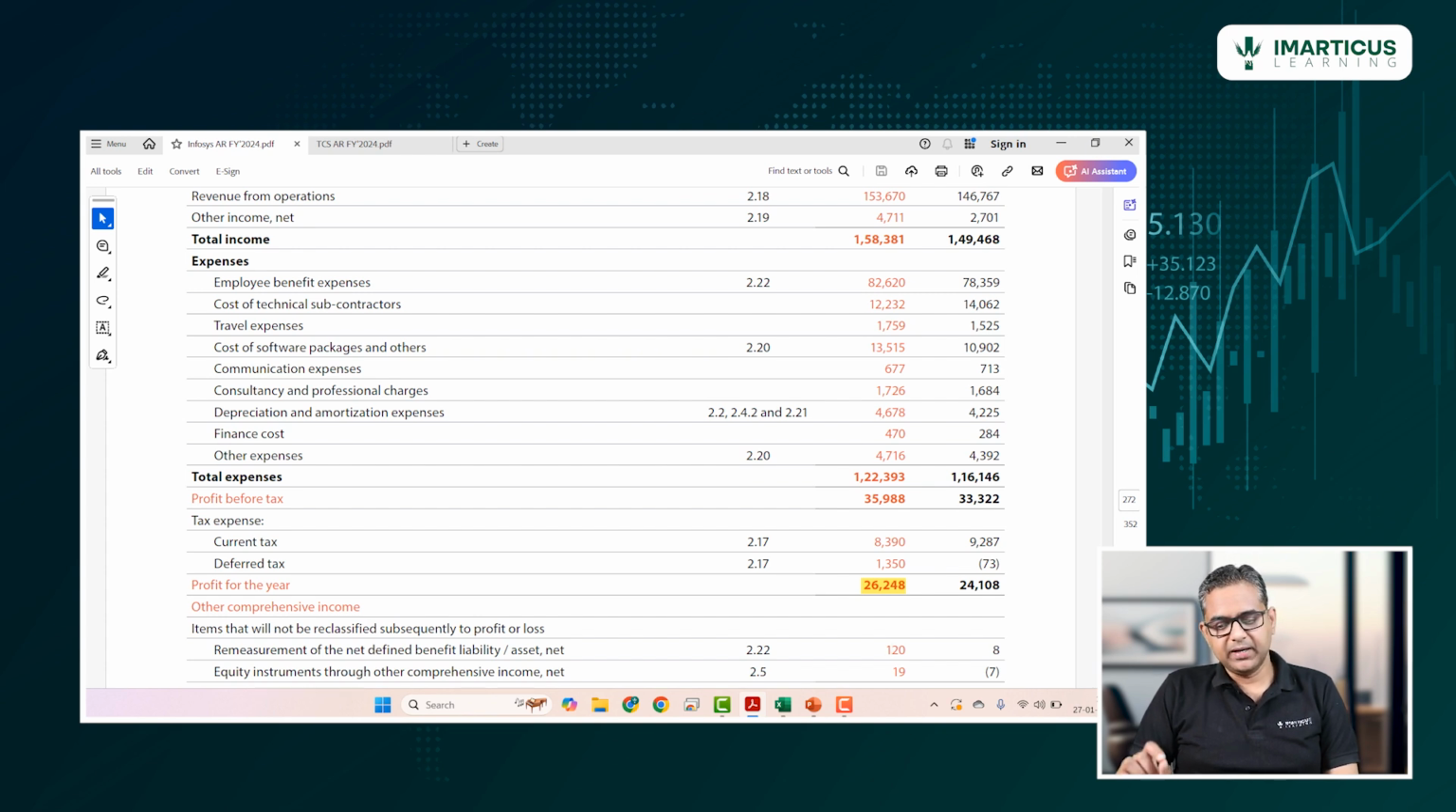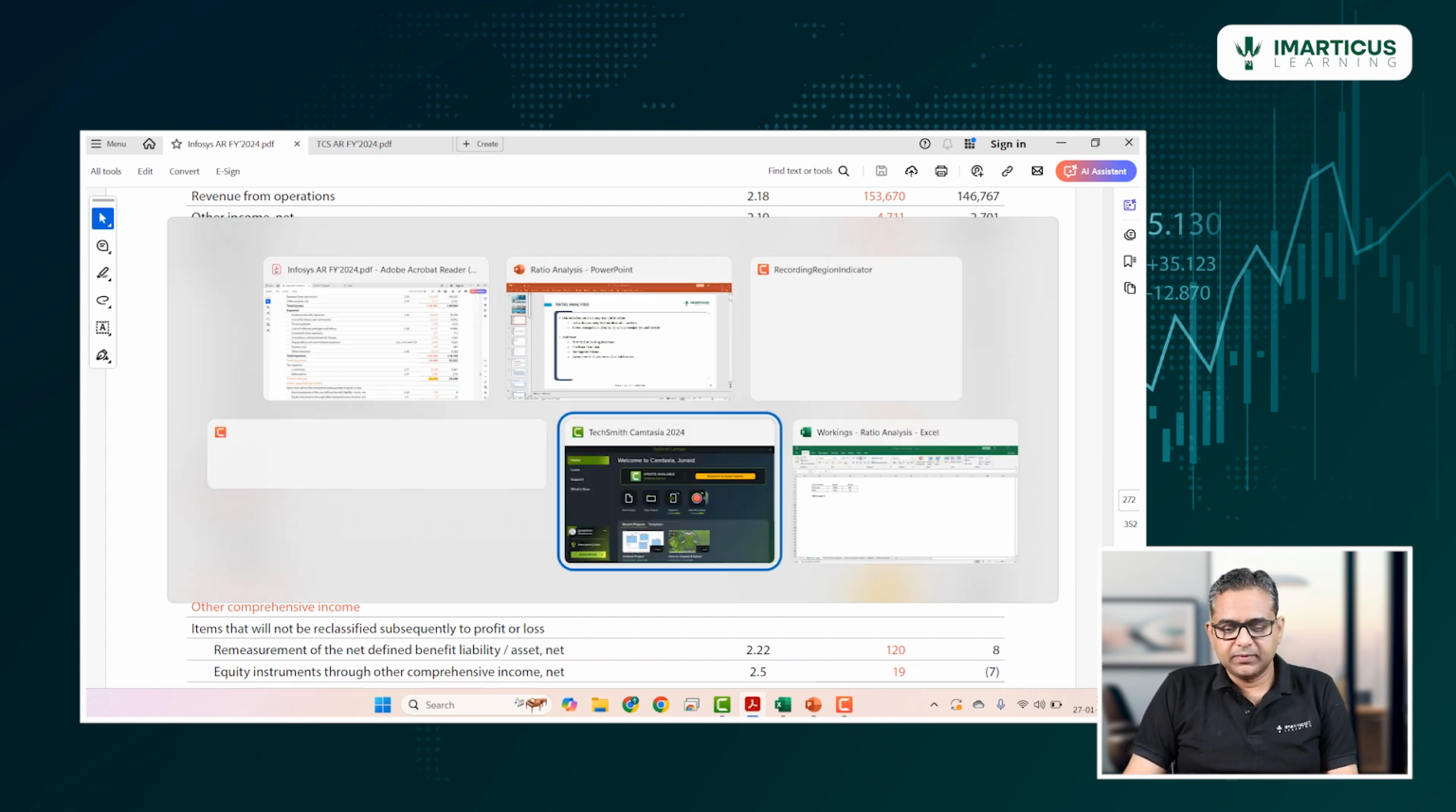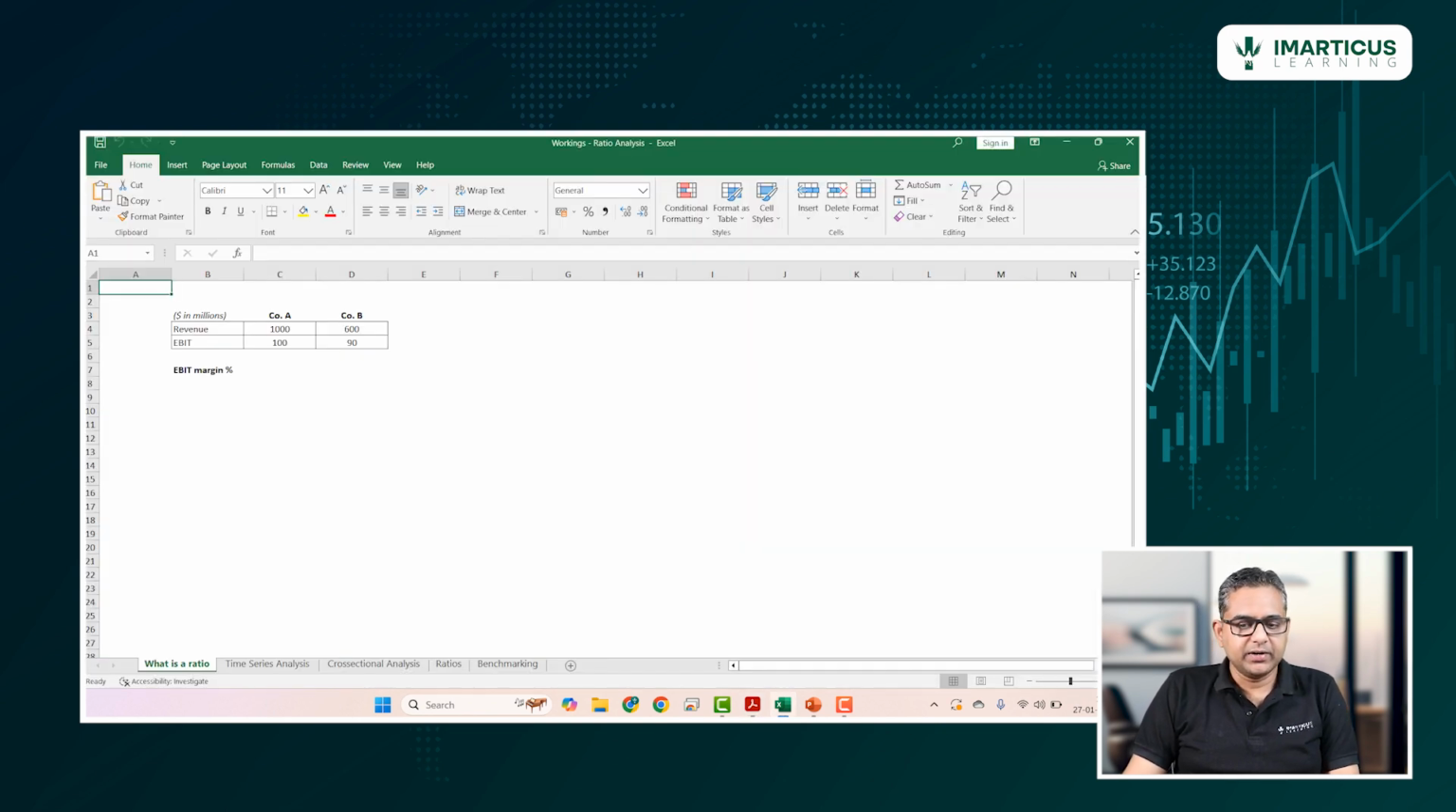For example, if I compare this number with revenue, then I'll be able to figure out the profit with respect to the revenue. That means what was the margin, net profit margin. So this is one of the ratios, right? So then if the net profit margin has increased, then we can say that it is not only because of increase in revenue, but the profit has also increased because of lower increase in expenses, right? So this is where ratios come in.